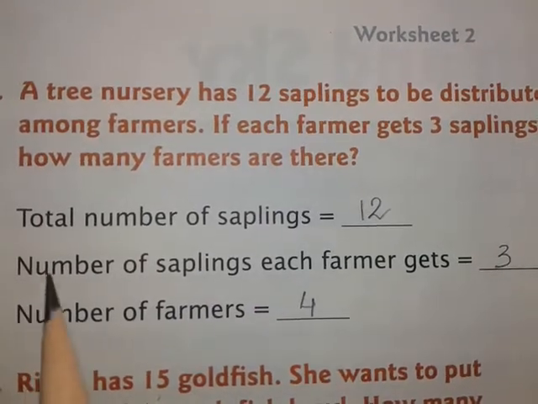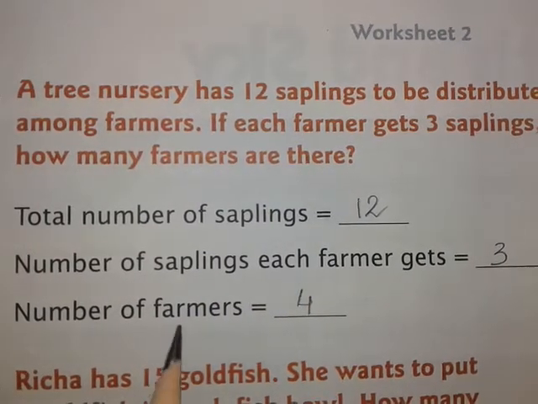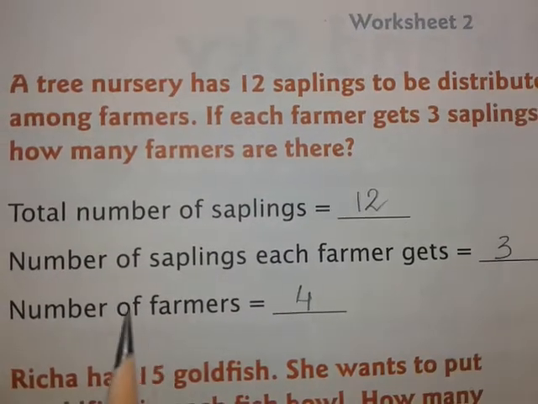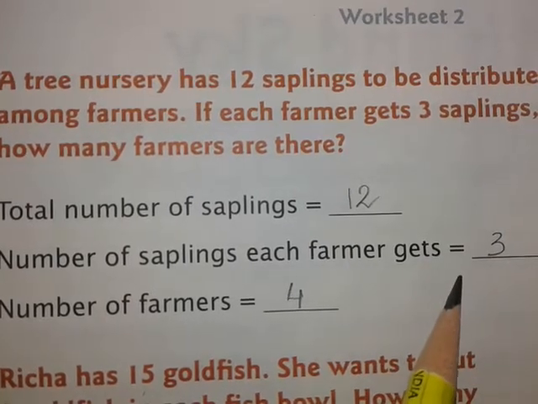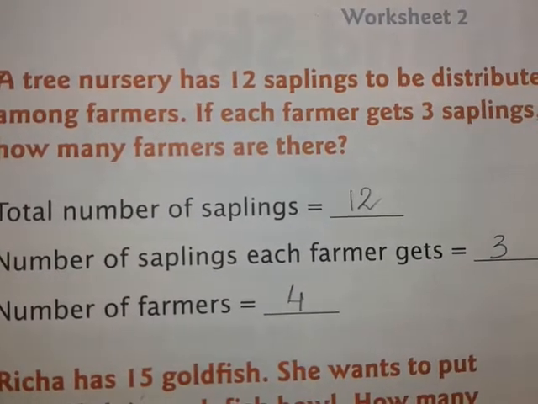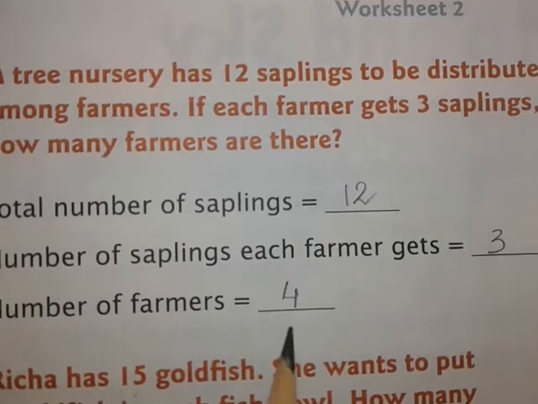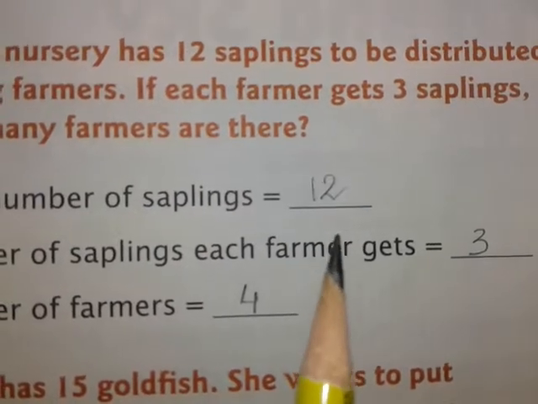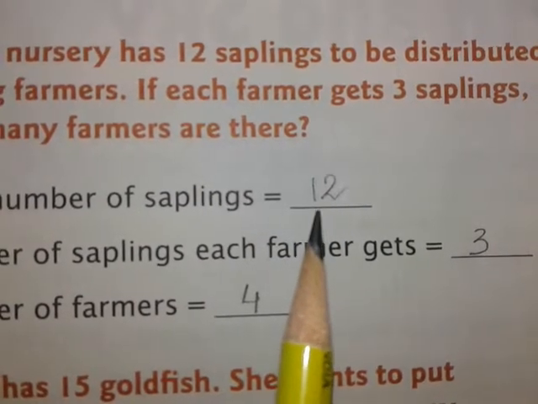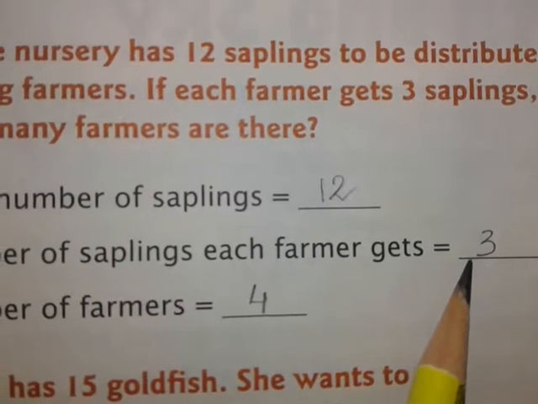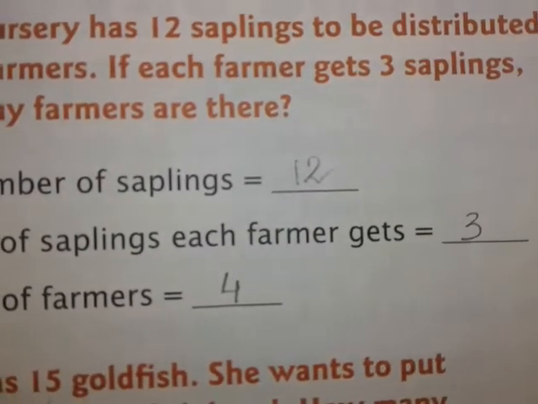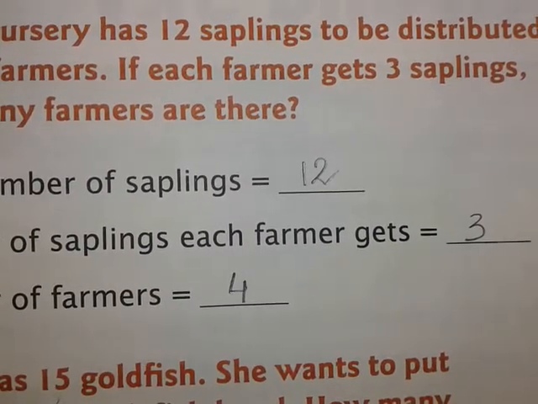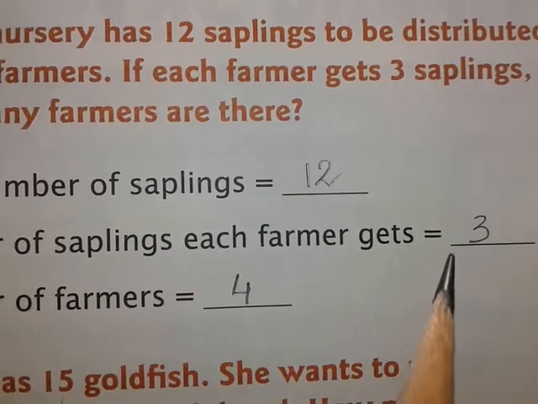Statements are given. Total number of saplings is 12 and number of saplings each farmer will get is 3, which we have written. So number of farmers will be 12 divided by 3. We are not going to do direct division now. We will find out the answer in the simplest and easiest way. We have understood that we have to divide 12 by 3. So for doing this division, read the table of 3 in your mind and find out where in the table of 3 you get 12.